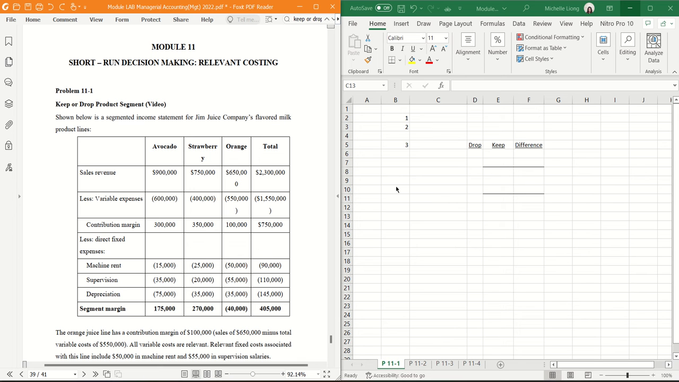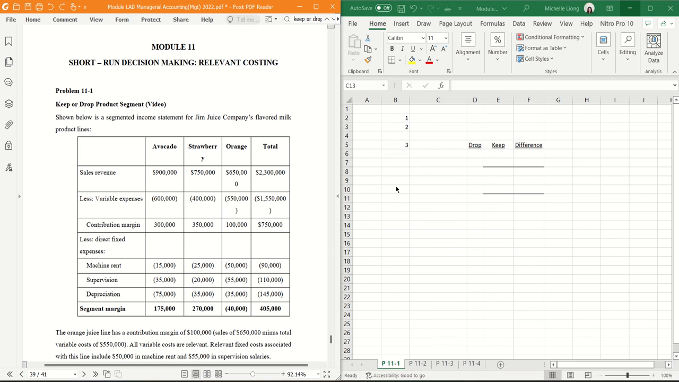So in business, we're going to make decisions, right? And no matter if it's a small decision, a short-term decision, or a long-term decision, decisions still need to be made, and sometimes a short-term decision can affect your long-term plan for your company. So even if it's short run and short term, it can affect long-term planning. So this is why we need to learn this relevant costing.